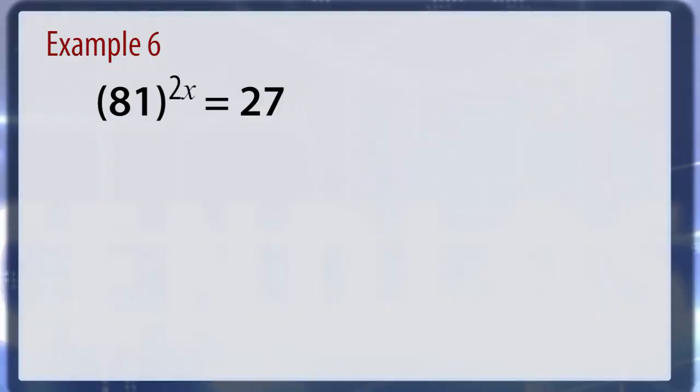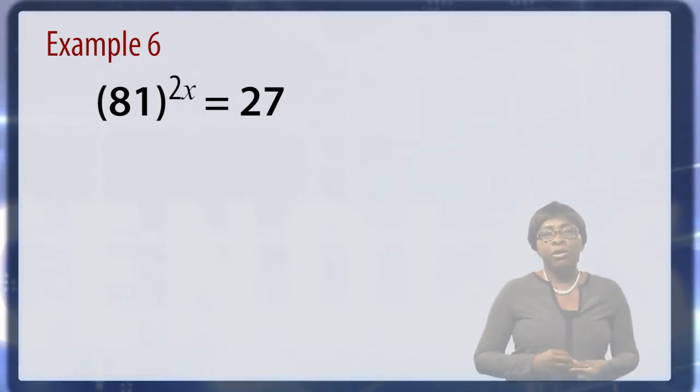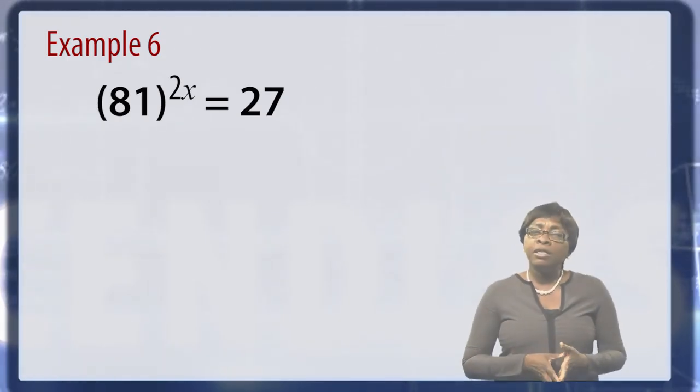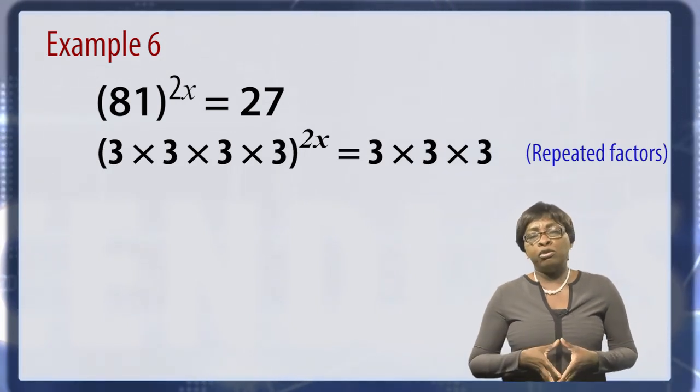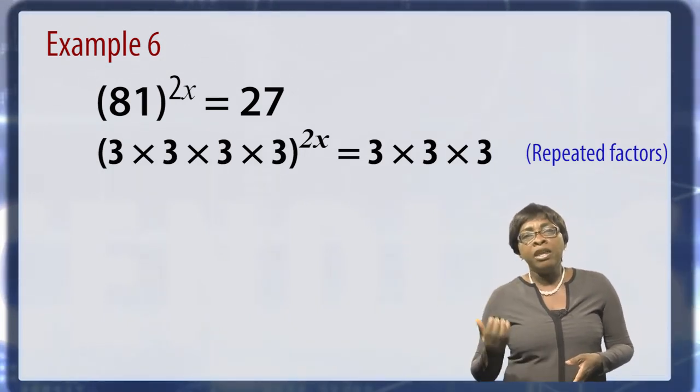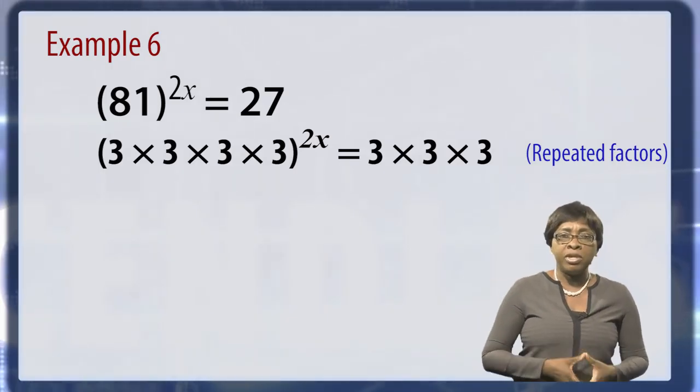The next question says 81 raised to the power 2x is equal to 27. Again, our exponent is the variable. So can we write 81 and 27 as a number with a smaller base? Yes. So that is what we are going to do. We will write 81 as 3 times 3 times 3 times 3 raised to the power 2x. And then on the other side, we'll have 3 times 3 times 3.